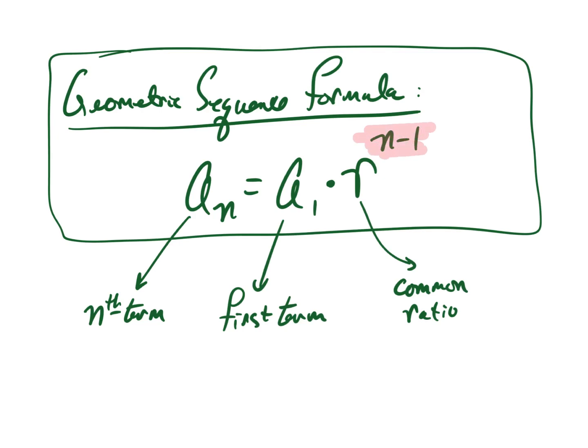And then the exponent is always going to be one smaller than whatever term number we're looking for. The exponent is always going to be one smaller than that number. So if we're looking for the 10th term, the exponent will be 9. If we're looking for the 43rd term, the exponent will be 42. It's always going to be one smaller.